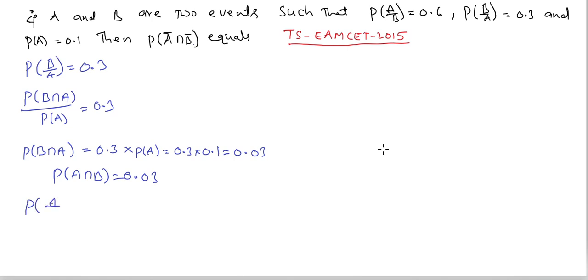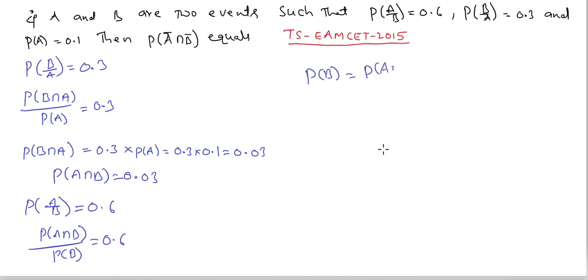And P of A by B is given, that is P of A by B is equal to 0.6. From this, P of A intersection B by P of B is equal to 0.6. From this, P of B is equal to P of A intersection B by 0.6. P of A intersection B value is 0.03 by 0.6. Therefore P of B is equal to 0.05.